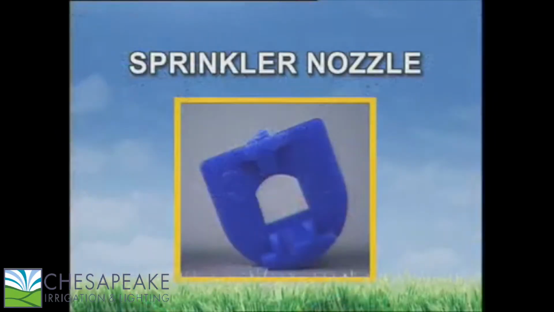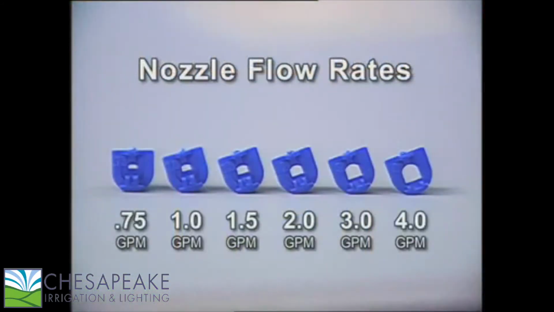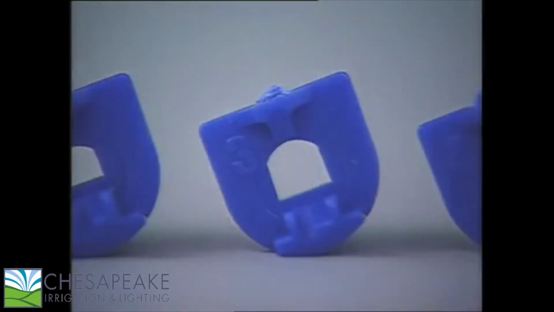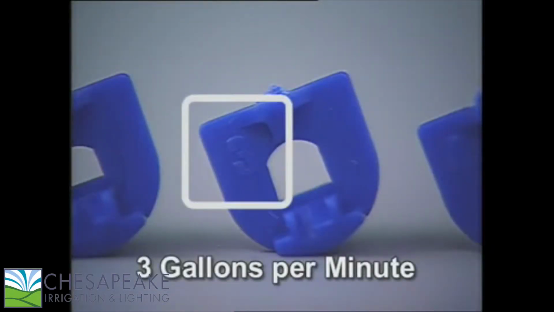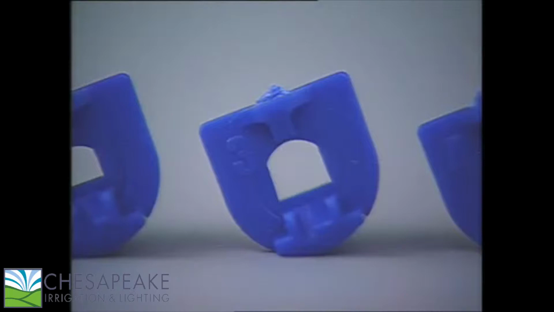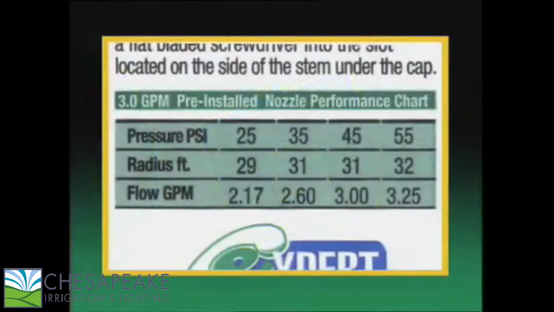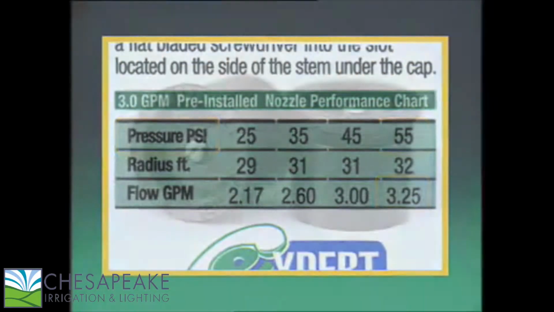A third factor in the design equation is the actual sprinkler nozzle size, which affects the amount of water passing through. On these rotor nozzles, a GPM rating is stamped right on them, but this provides only a general idea of their performance. To determine the actual GPM of a nozzle, refer to its performance chart, which factors in your system's pressure to more accurately predict the amount of precipitation it will emit.